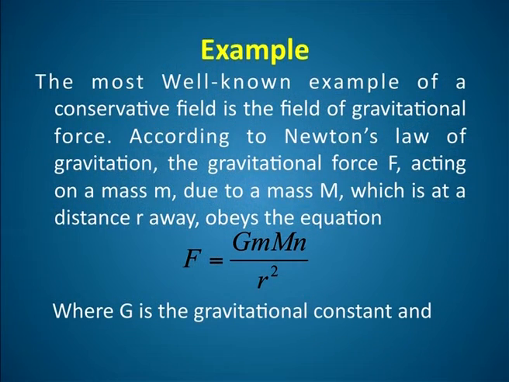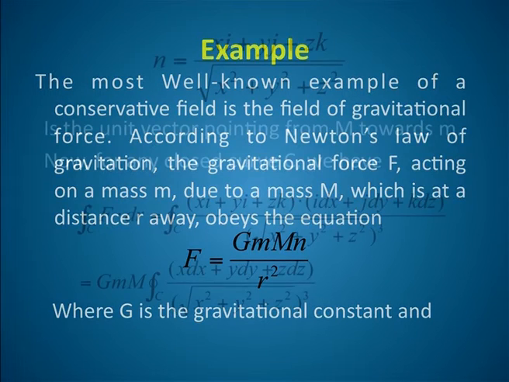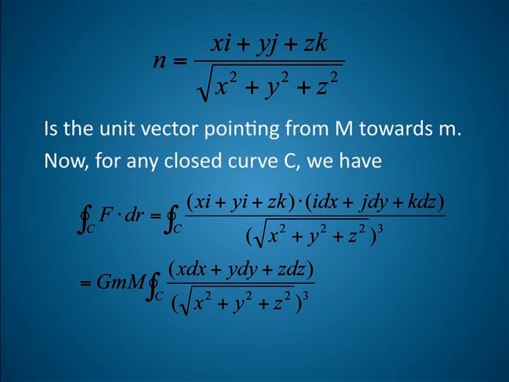Now, I will explain a well known example of the conservative field. The most well known example of a conservative field is the field of gravitational force. According to Newton's law of gravitation, the gravitational force F acting on a mass m due to a mass capital M, which is at a distance r away, obeys the equation F is equal to G m M n upon r square, where G is the gravitational constant and n is equal to (x i plus y j plus z k) upon under root x square plus y square plus z square, the unit vector pointing from M towards m.